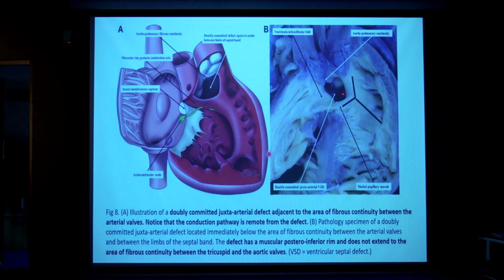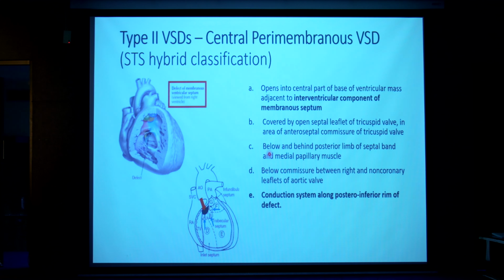You can see here the anatomic specimen also, the trabecular septum marginalis with anterior superior and posterior inferior limb, and that is the ventriculoinfundibular fold and the posterior inferior limb. That's actually protecting the conduction system. In perimembranous defects, you can see the defect is related to the anteroseptal commissure, that is, to the medial papillary muscle, and you have there the posterior inferior limb. So the bundle is very close to the posterior inferior margin and is at risk of injury.